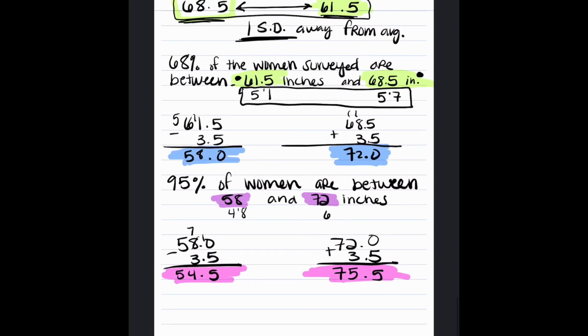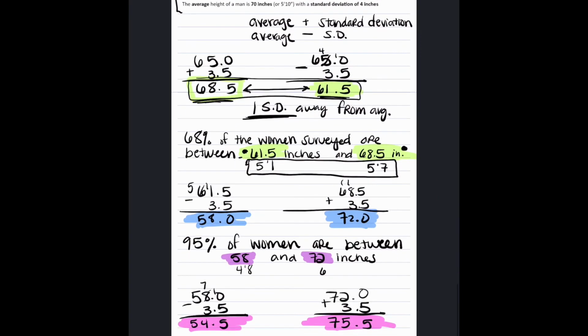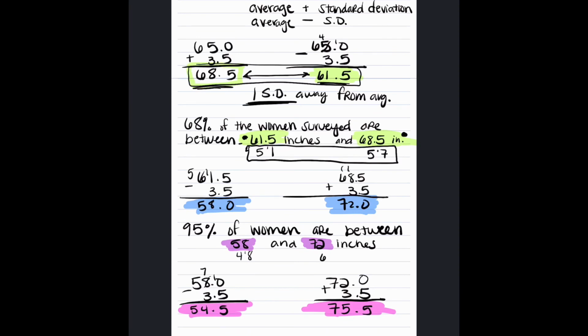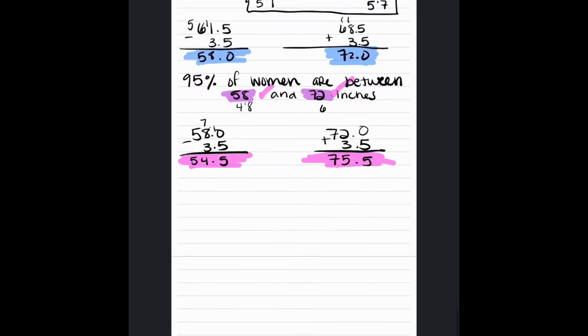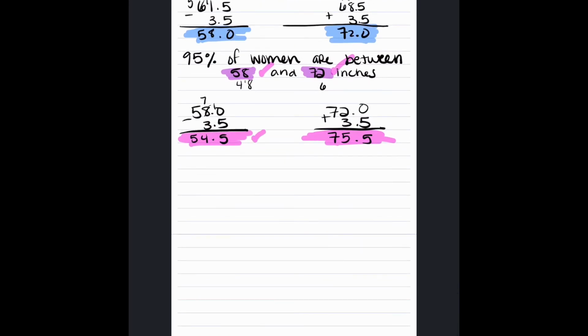Okay, so a little recap. 1 standard deviation away were these green numbers, 61.5 and 68.5. 2 standard deviations away were these purple numbers, 58 and 72. And 3 standard deviations away are these pink numbers, 54.5 and 75.5. What is significant about the 3rd standard deviation is you're going to find pretty much all of your data between this. So like 99% of your data is going to be within 3 standard deviations. So for this problem, 99% of the women surveyed are between these 2 heights here.